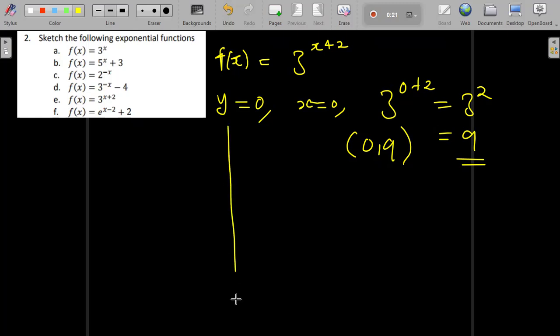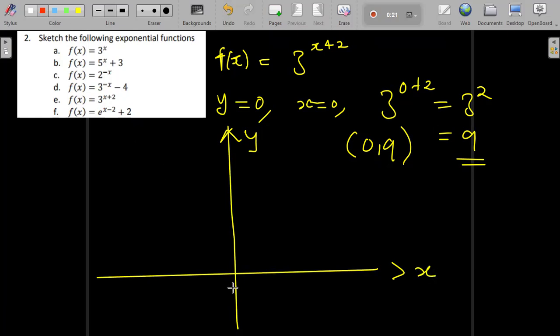So, y-axis, x-axis, this is my 0. Let's plot our horizontal asymptote, y equals 0, so just the x-axis. You draw a dotted line there. Then our y-intercept is just (0, 9), so 9 can be somewhere there. So this is my y-intercept.